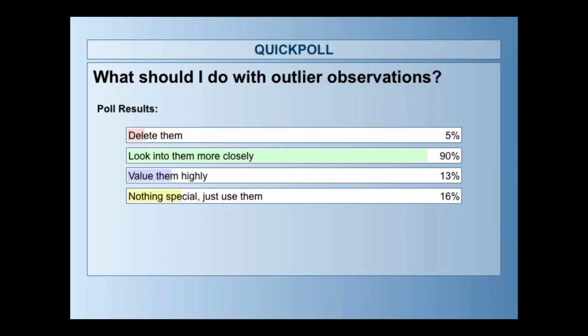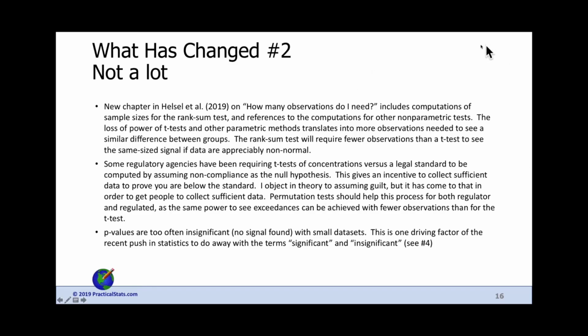Okay, let's take a look. 90% said look into them more closely, 13% value them highly, 16% nothing special, and deleting them 5%. All right, well, I would say 95% of you were correct. If you answered anything other than delete them, it would be certainly one of several appropriate approaches to outliers. So that message seems like it has gotten across more than the previous one. That's good. That means I can go through this a bit more quickly, perhaps.